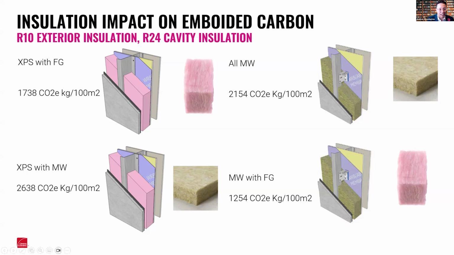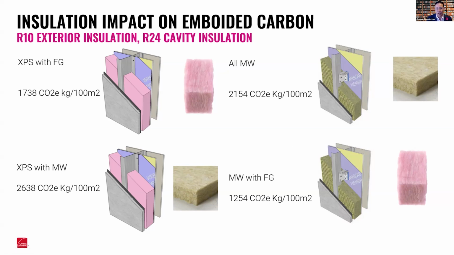So we can see what XPS in fiberglass does. We can see what XPS in mineral wool does, pretty much the highest one on the sheet. And then in these examples, if we go all mineral wool, and then we go to fiberglass and mineral wool, you can see the significant difference. By just changing some of the components, you can reduce the overall embodied carbon of the wall.